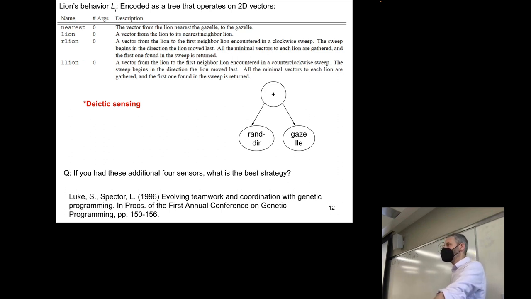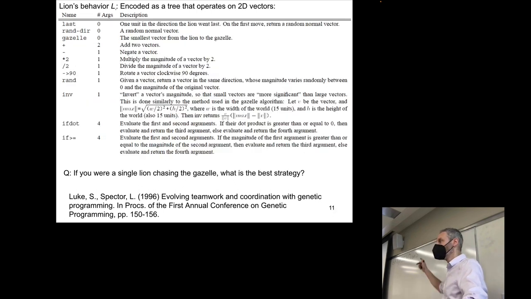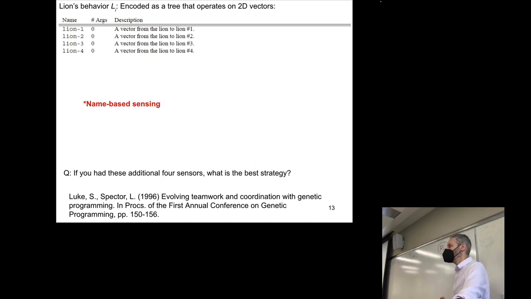What could we do that's a little bit better than deictic sensing? Give everybody an identity. So invariant C, they're going to throw this set of four additional vector operations into the bag from A. So A is all of these plus all of these. Okay. What happens to a pride that runs this strategy? Each of the four lions runs this at every time step.